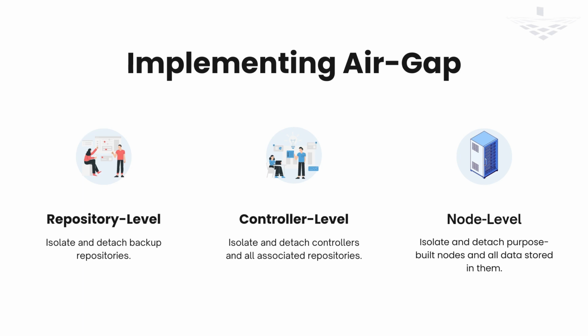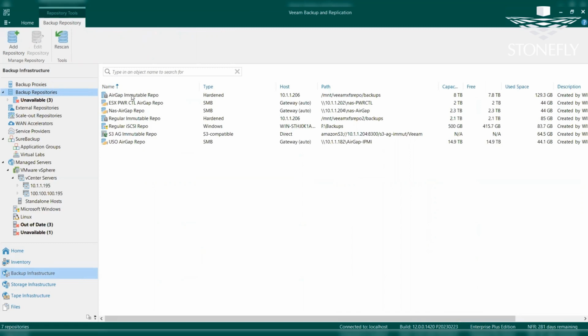The third option is node-level air-gapping. With this type of air-gap, the entire node is isolated, disconnected, and unplugged from the network, ensuring maximum isolation and security. In addition to these air-gap options, we offer different repositories supporting air-gapping and immutability.